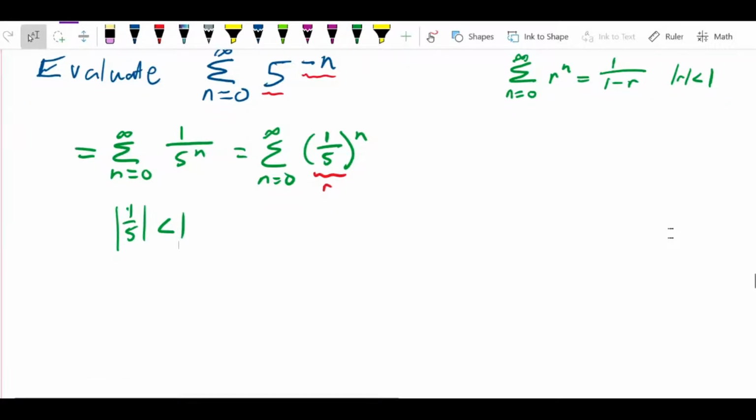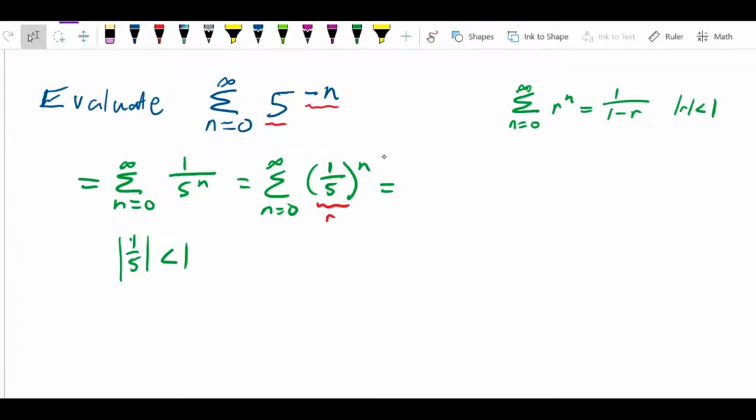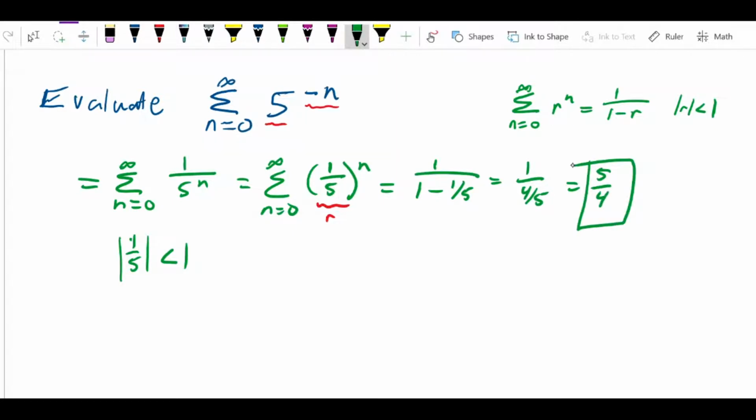In order to find its sum, we're just going to apply the formula. Having identified r, we write 1 over 1 minus 1/5. That equals 1 over 4/5, which equals 5/4. So that's the sum of that series.